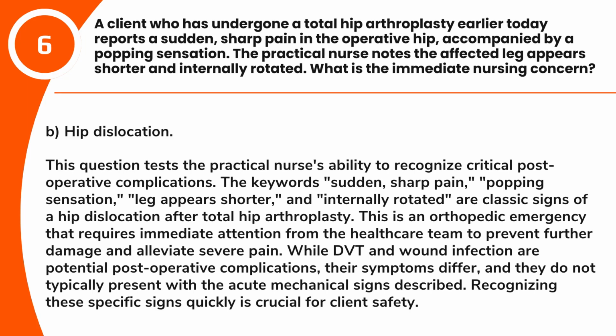Answer: B. Hip dislocation. This question tests the practical nurse's ability to recognize critical post-operative complications. The keywords sudden, sharp pain, popping sensation, leg appears shorter, and internally rotated are classic signs of a hip dislocation after total hip arthroplasty. This is an orthopedic emergency that requires immediate attention from the healthcare team to prevent further damage and alleviate severe pain.